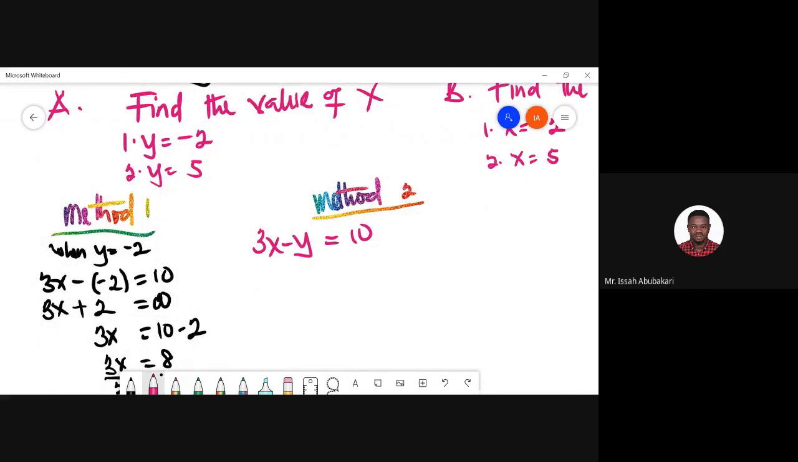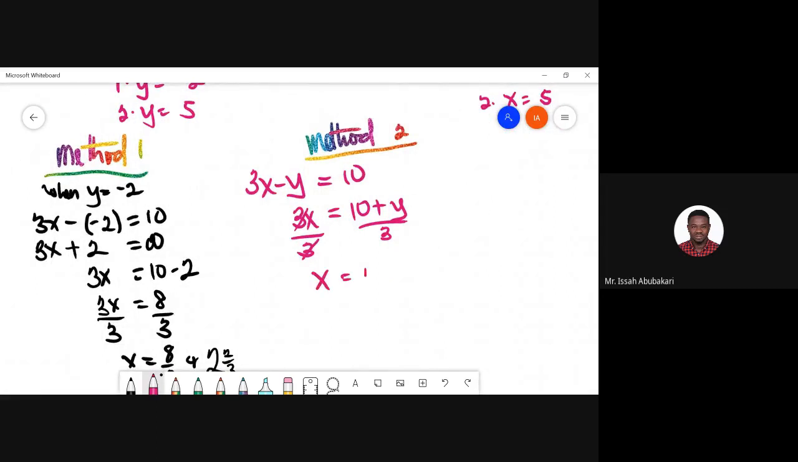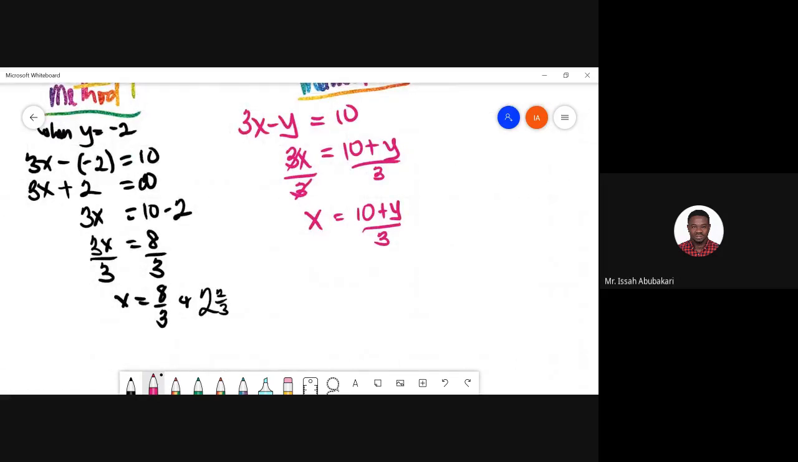We write x on the left side and y and other numbers on the right side. So we are going to have 3x is equal to 10 plus y. Is that okay? 3x is equal to 10 plus y. Then we divide both sides by what? Positive 3 in order to get x. So the whole of this divided by 3. This cancels this, and you're going to have x is equal to 10 plus y divided by what? 3. Finish.